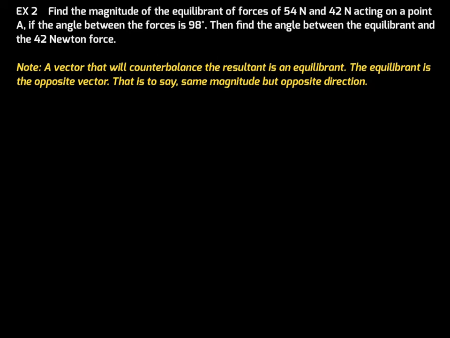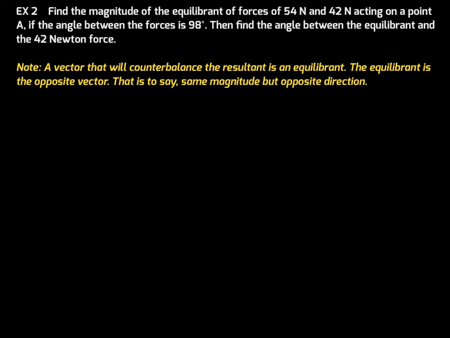Now first, let me talk to you about what we mean by an equilibrant. Sometimes it's necessary to find a force, to find a vector that will counterbalance the resultant. Okay? And that's called the equilibrant. And the equilibrant basically is the opposite of the resultant. The equilibrant is the opposite of the resultant. In other words, it's the opposite vector, which means it has the same magnitude but opposite direction.